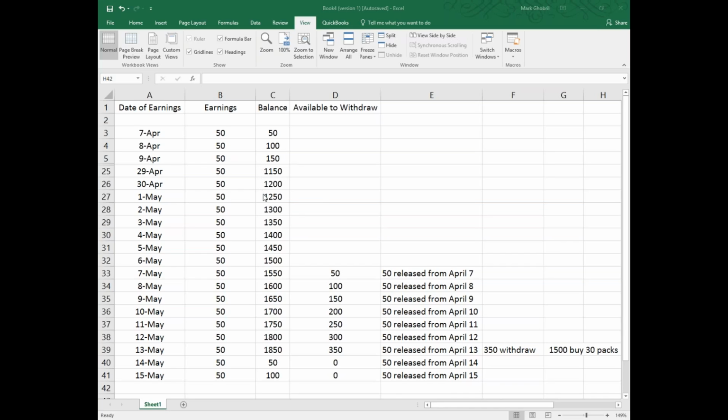So if we fast forward all the way through to the 6th of May, you'll see that €50 earnings would bring our balance to €1,500. Now, up until this point, you'll notice nothing has been available for withdrawal. And the reason for that is some of this balance will be released. And this is where you need to pay attention to the fact that these are tied together. A lot of people think these are separate.